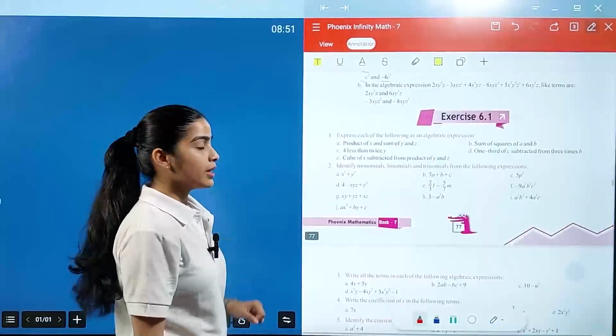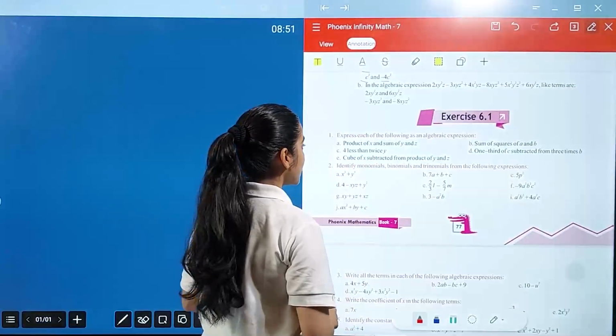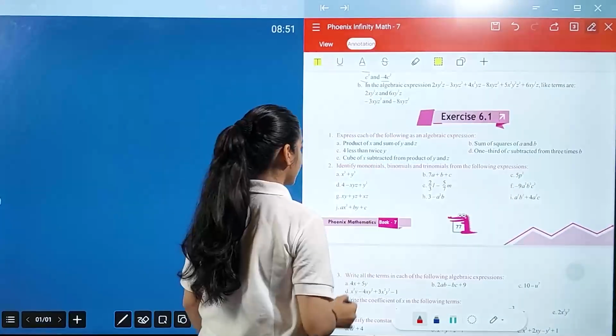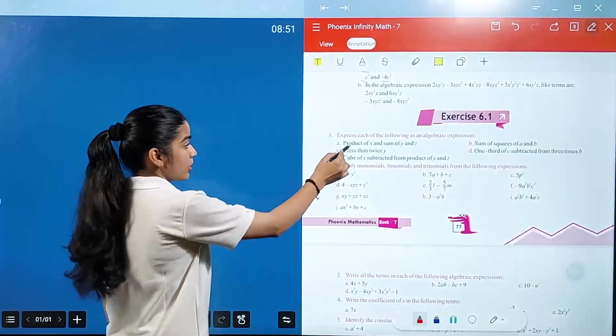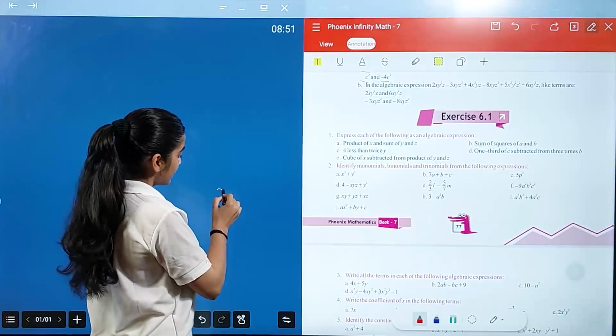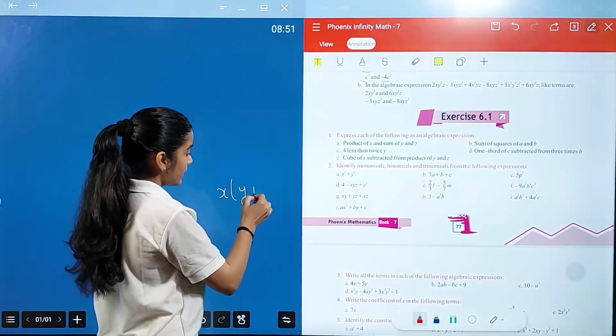Now we move forward to our exercise, which is 6.1. Express each of the following as an algebraic expression. Product of x and the sum of y and z. So the product of x and the sum of y and z.